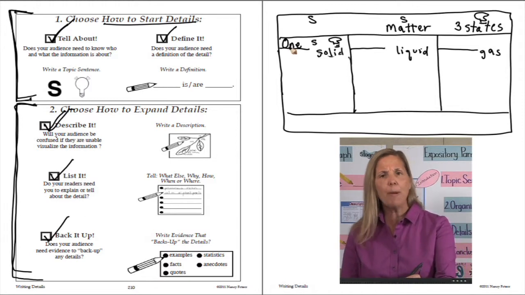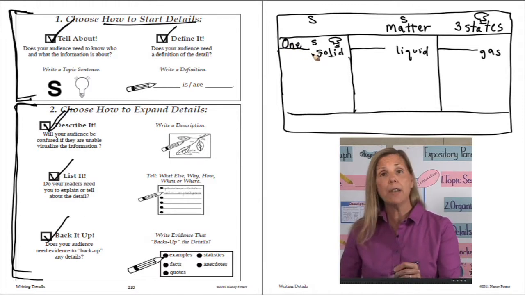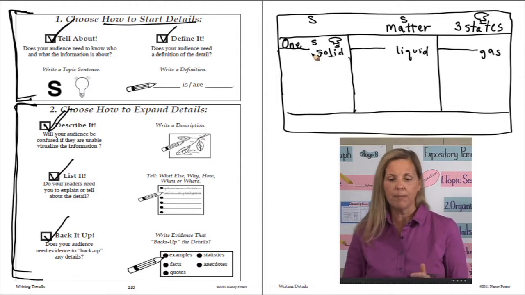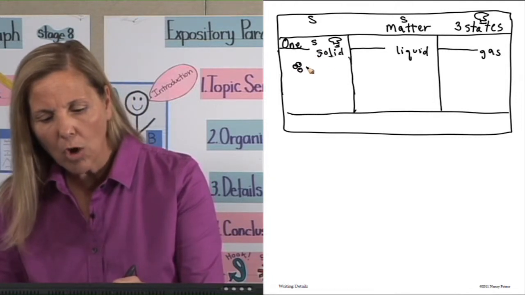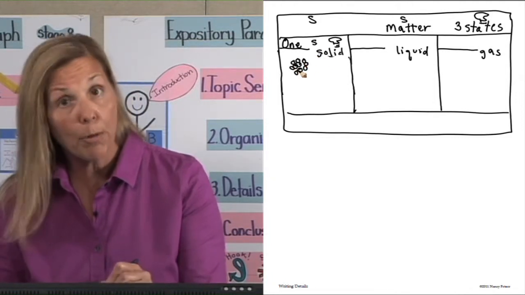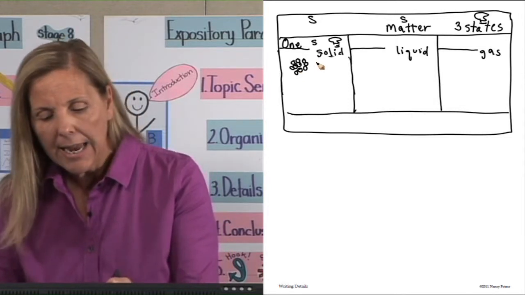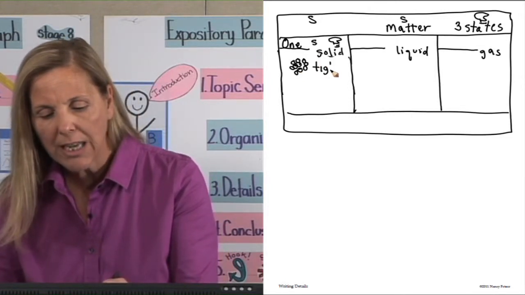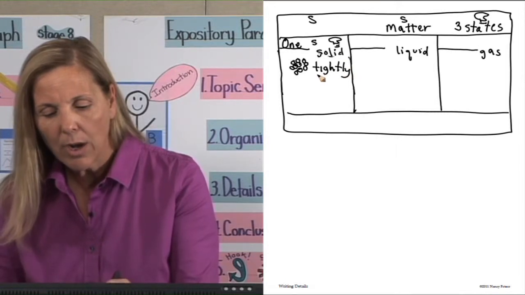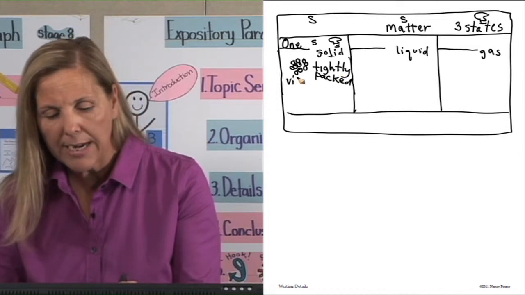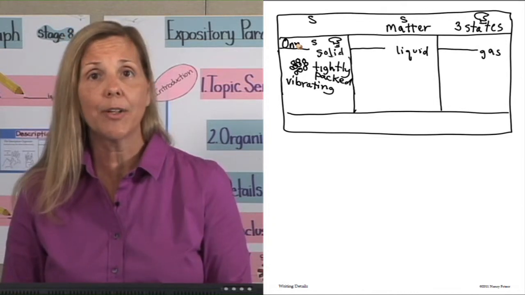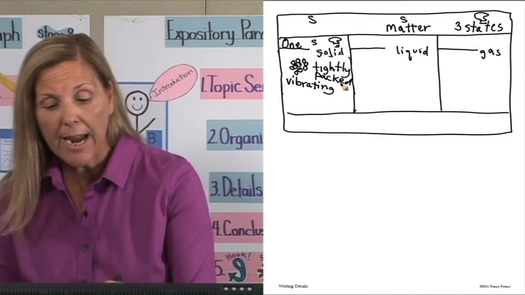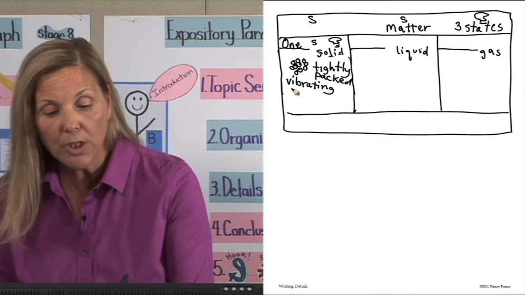Probably. So now I go back to my organizer and I say, one form of matter is a solid. Let's describe what that solid looks like. So at this point, I'm going to draw a bunch of molecules to draw a picture of what the reader should see and talk about how the molecules are tightly packed together. So I'm going to write tightly packed together and also how they're vibrating. So these vibrating molecules are tightly packed together. And that means that they're going to create a definite shape. They don't lose their shape.